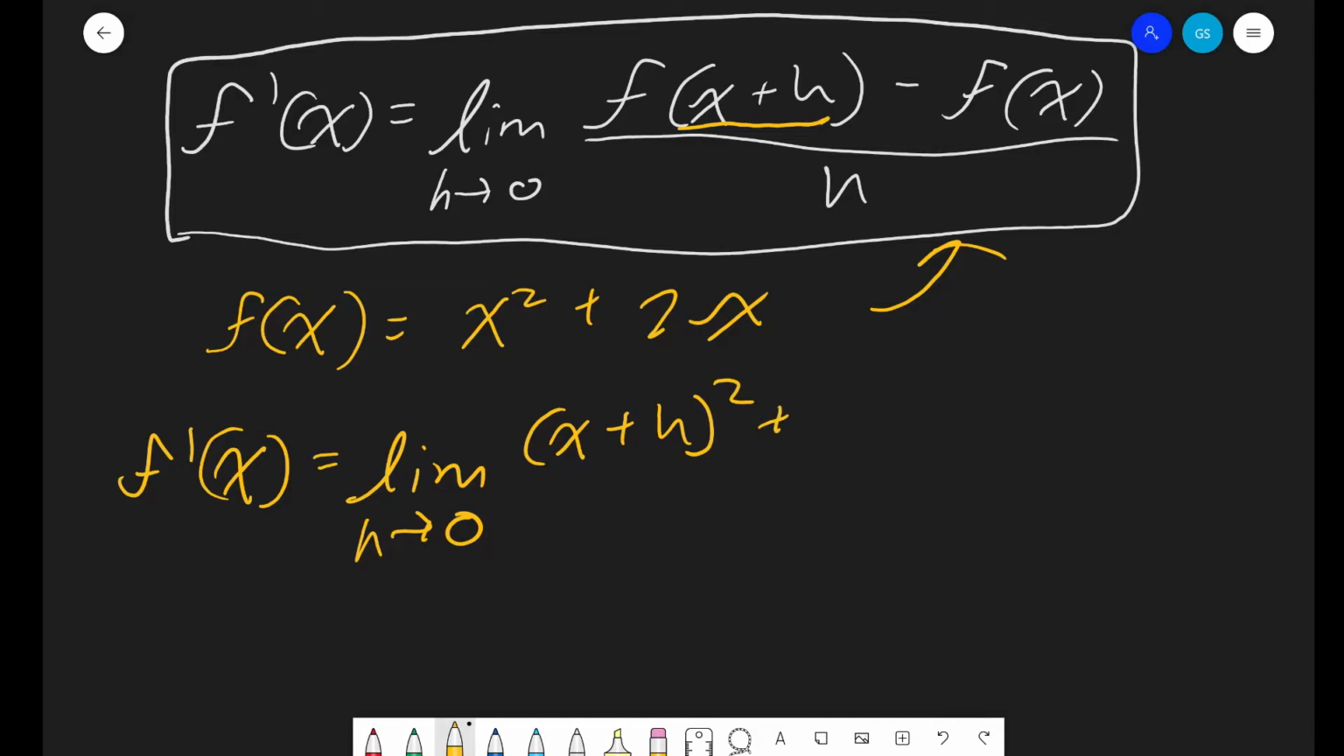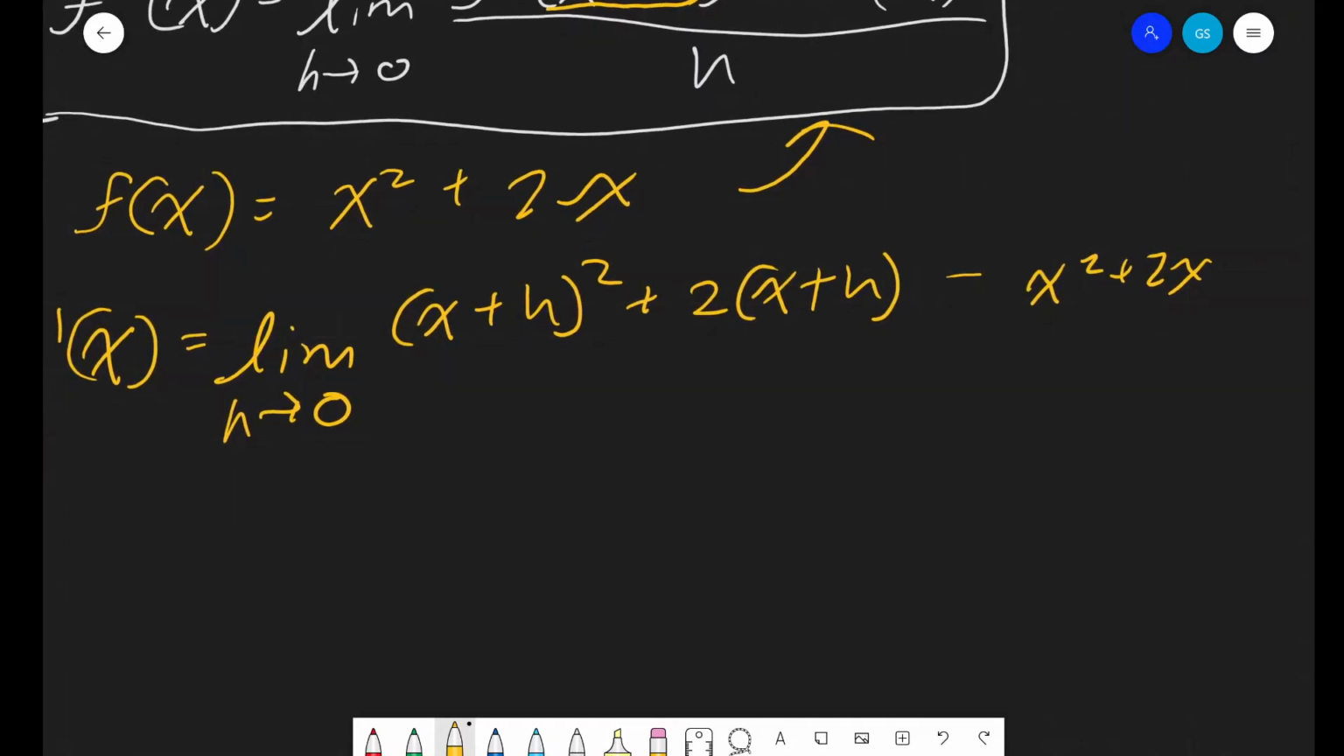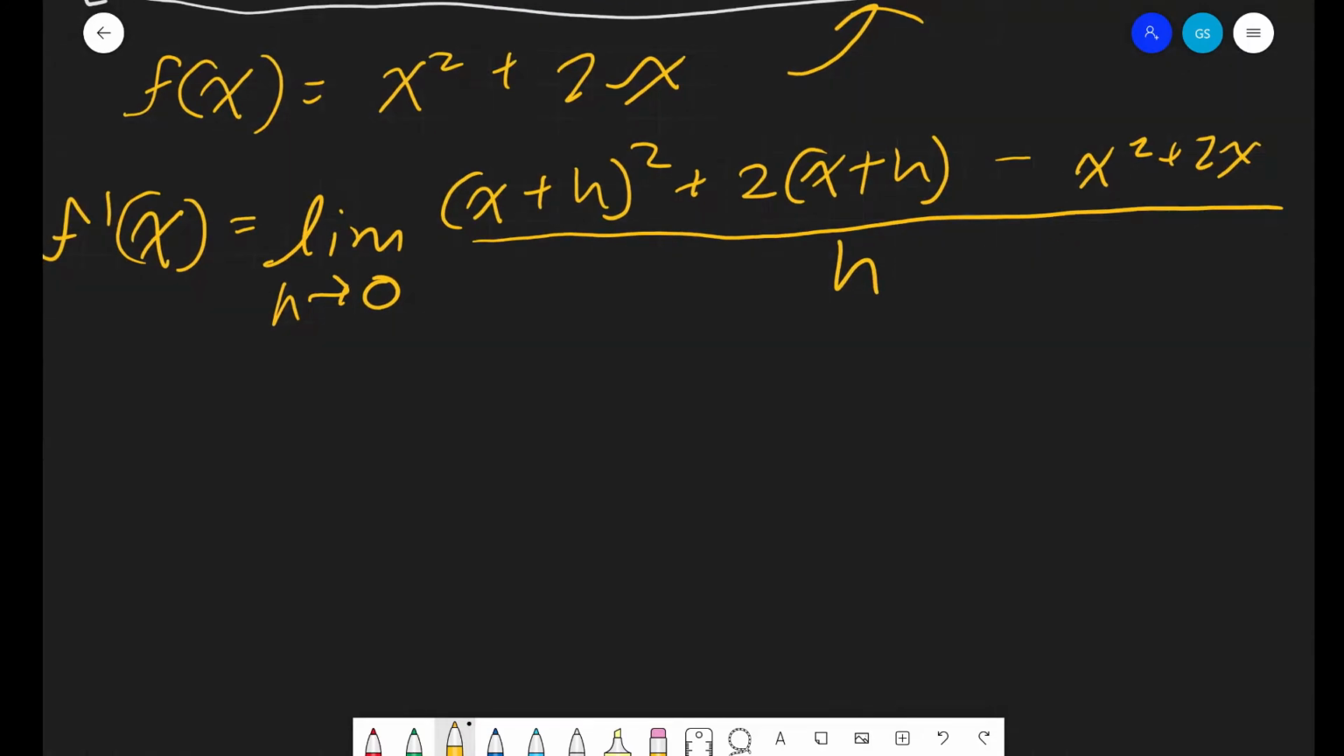Plus 2, because in every x value, we're going to plug in x plus h first. x plus h, minus just simply f of x. And in this case, f of x is just x squared plus 2x. All of this over h.